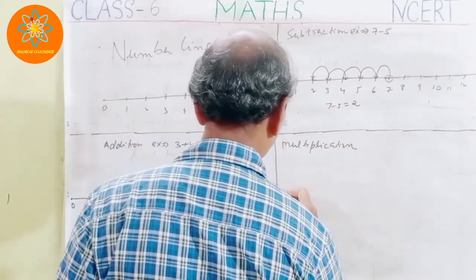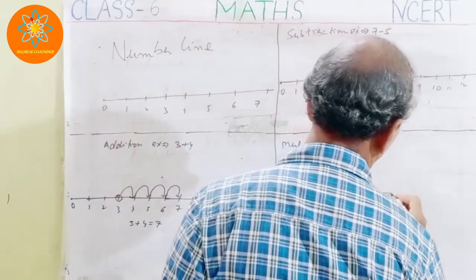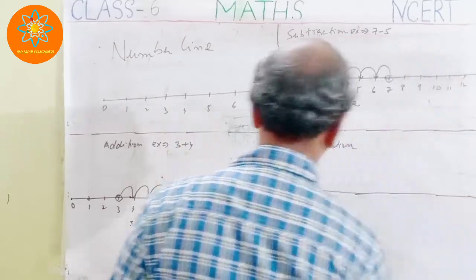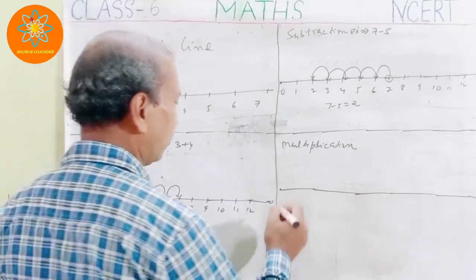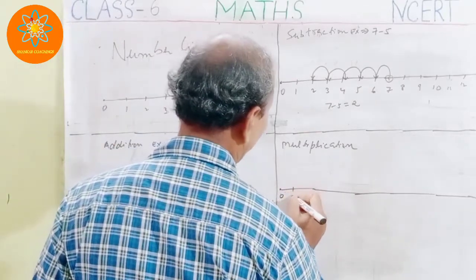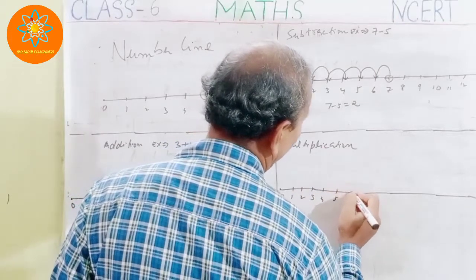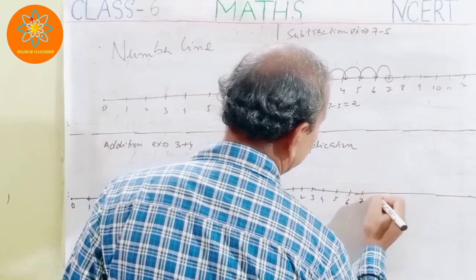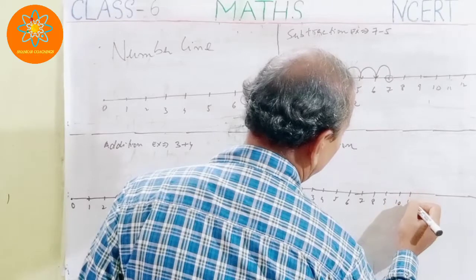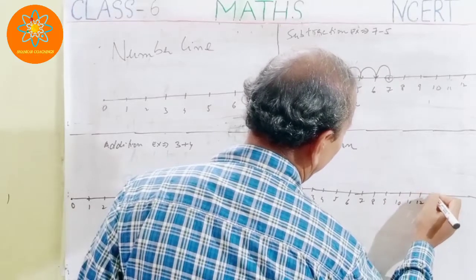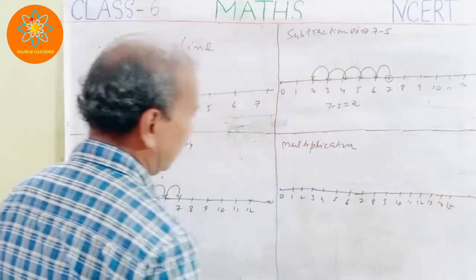Again for the multiplication, I will draw the number line first. It is a whole number line, so it will start from 0. So this is 0, 1, 2, 3, 4, 5, 6, 7, 8, 9, 10, 11, 12, 13, 14, 15. So this is the number line.